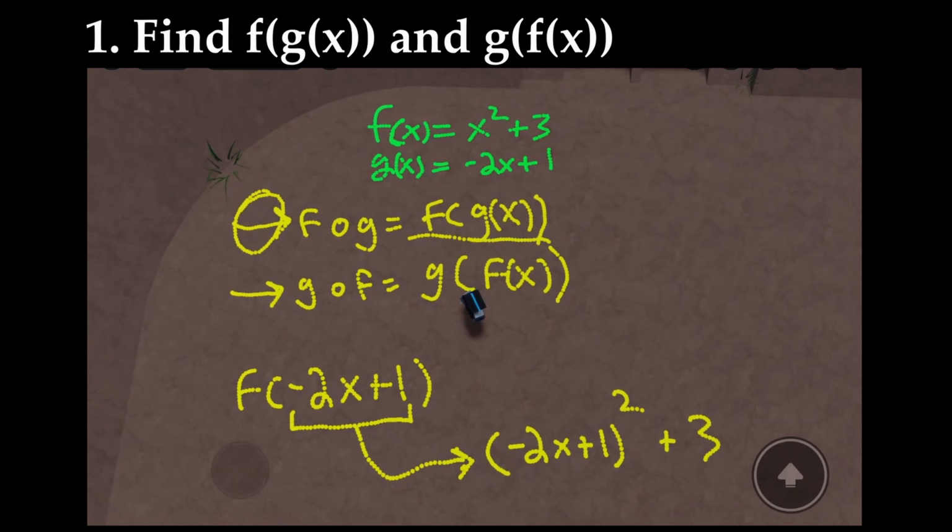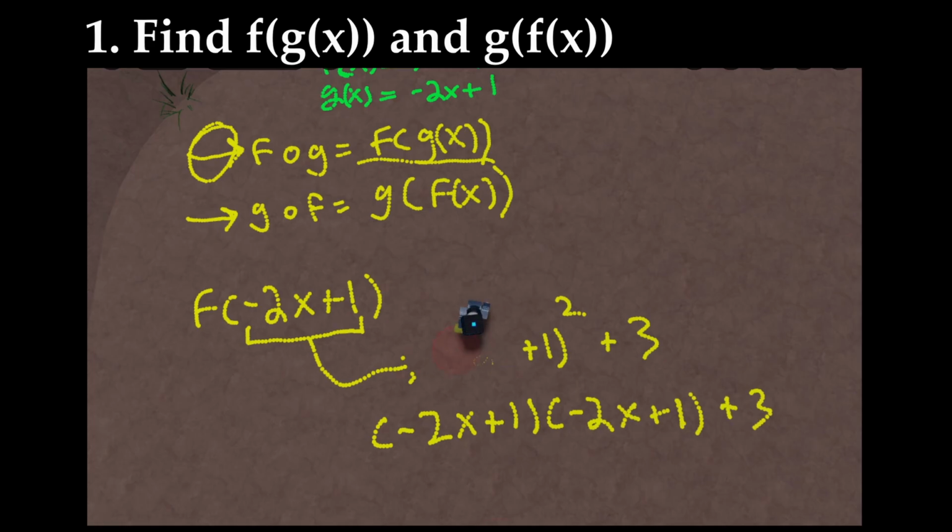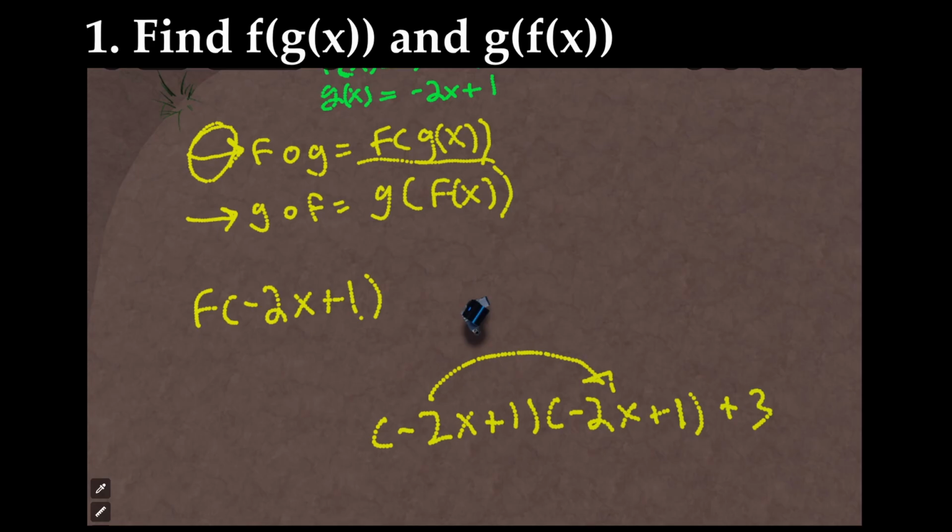So let me go down a bit. And now let's just evaluate this. Negative 2x plus 1, squared, plus 3. To do that, I'm just going to first rewrite this as negative 2x plus 1 times negative 2x plus 1, and then plus 3 on the outside. I'm going to erase to make some space for us. And now let's just multiply this out. I'm going to multiply negative 2x with negative 2x, negative 2x with 1, 1 with negative 2x, and 1 with 1. If we do that, negative 2x times negative 2x is just positive 4x squared.